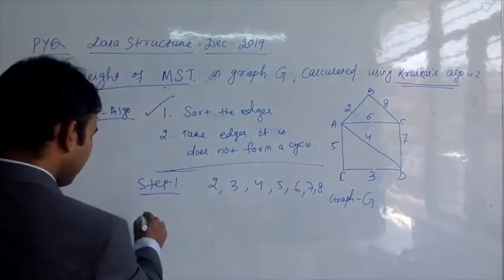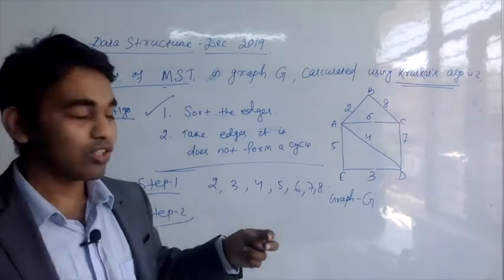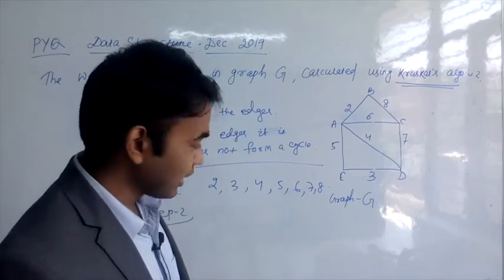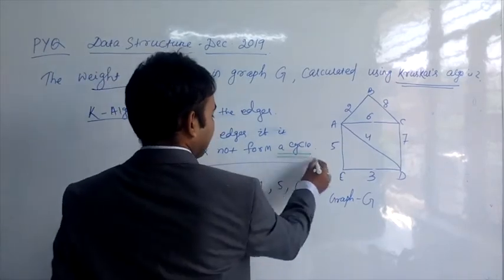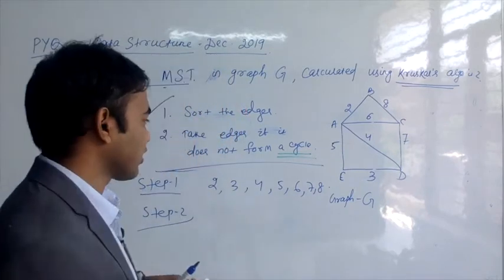So what is step 2? Step 2 is very straightforward. Keep on taking the edges until it forms a cycle. Okay. If it is not forming a cycle, then you just keep on taking that edge. Okay. So that is a very important point.